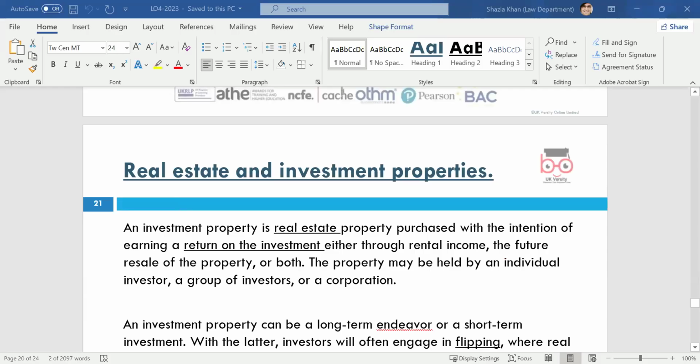So, real estate and investment. Real estate investment involves purchasing property to generate returns, primarily through rental income, capital appreciation, or both. It is a popular way to build wealth and diversify an investment portfolio, offering a tangible and relatively stable asset.